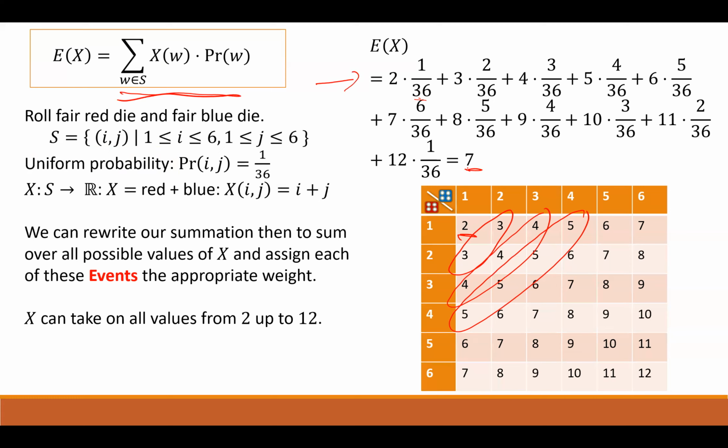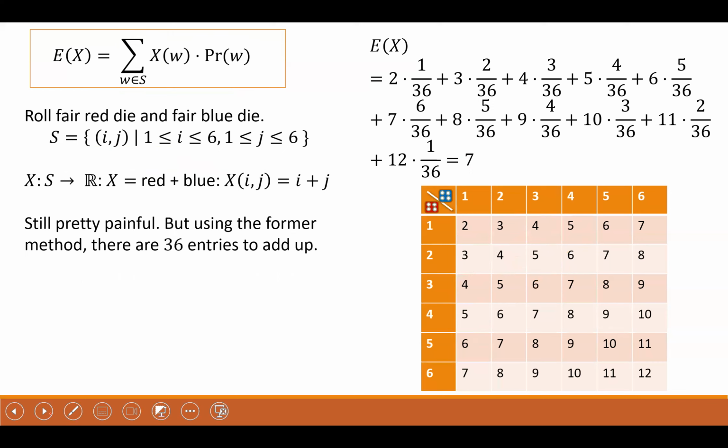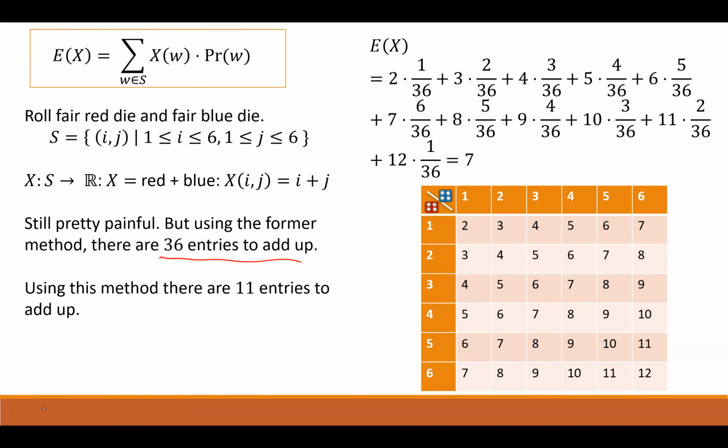All I'm doing is using this same summation, but I'm just rearranging the order of the outcomes so that all the outcomes with the same value are grouped together into events. So the former method, we had 36 entries to add up. Using this method, there's 11 entries to add up. Again, we're still doing a lot of math, but hopefully it's a little bit easier. This would still be difficult to compute by hand.